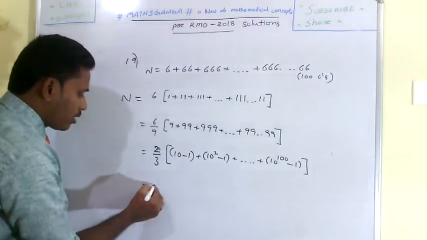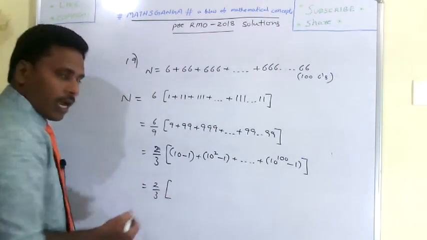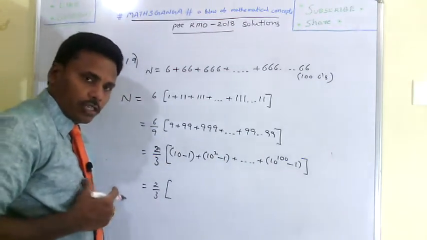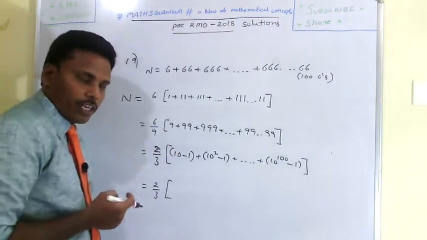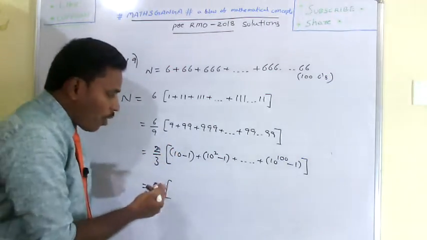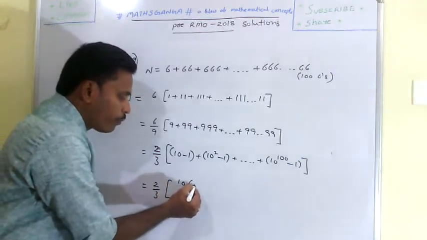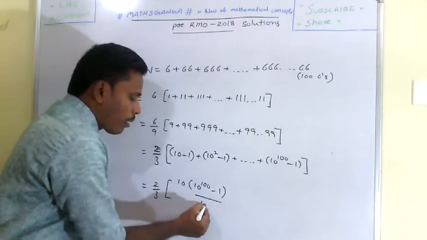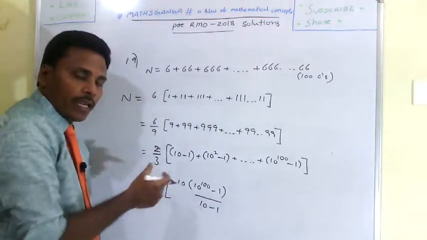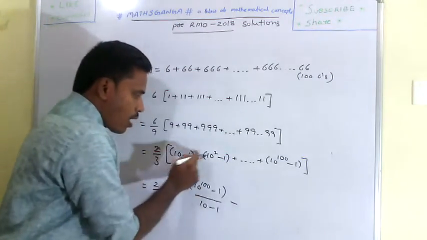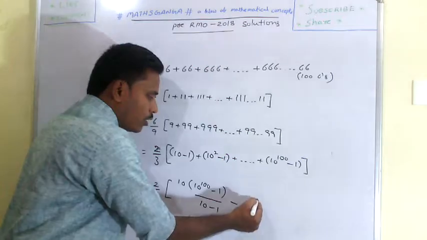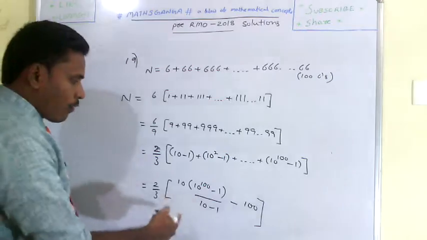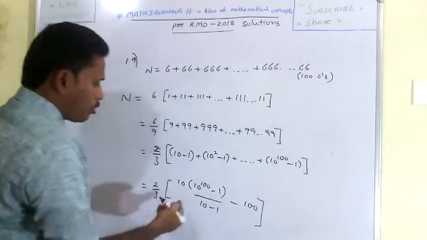Now I need to add all these things. This is 2 by 3. And here if you observe 10, 10 square and so on up to 10 power 100, they are forming a geometric progression whose initial term is 10 and the common ratio is also 10, with 100 terms. Then what we have to do? The sum of n terms of the geometric progression is a into r power n minus 1 divided by r minus 1. Minus 1, 1, 1, 1, like that, we have 100 ones, so minus 100. We need to simplify it. If you take out 10, what we have? 20 by 3.